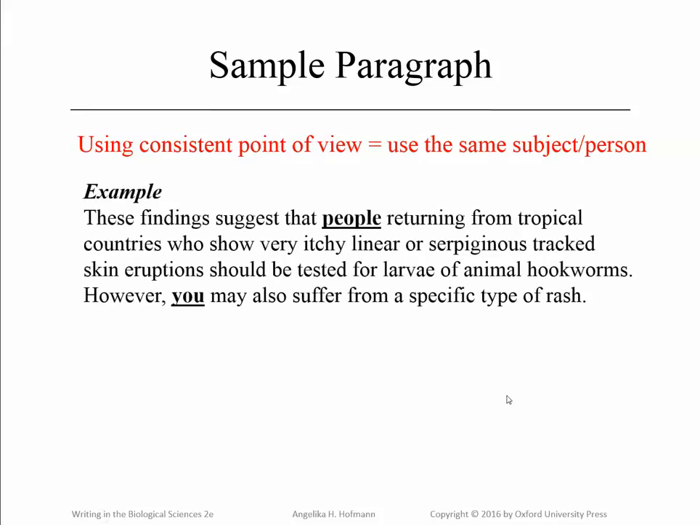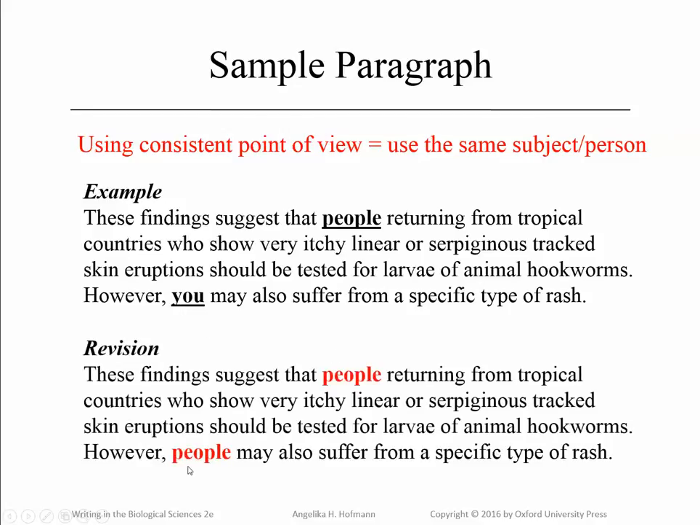Also using the same point of view. So you don't want to switch your point of view within the paragraph. That's very confusing. So in this example that they use from the book, we see findings suggest that people returning from tropical countries, etc. And then down here, they change it from people to you, and that's inconsistent. So what we would want to do is to change that back to people instead of you may suffer. So the people that go are the people that suffer. Okay, so we want it to be consistent.